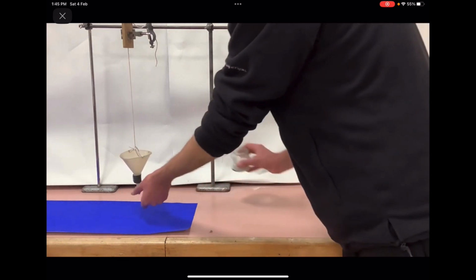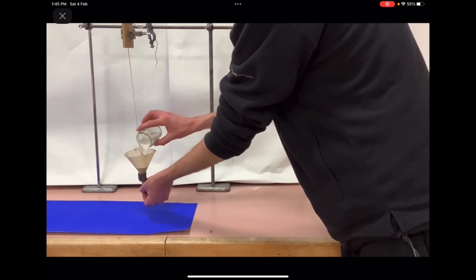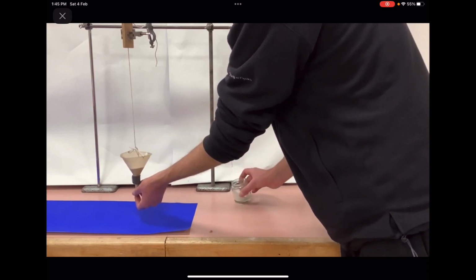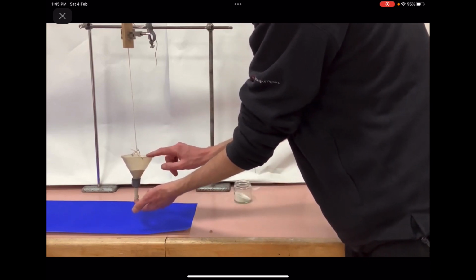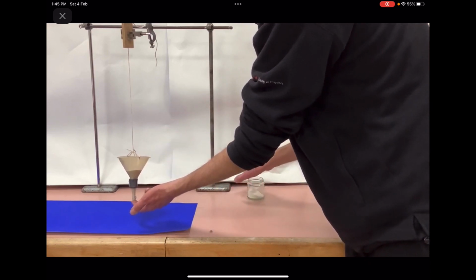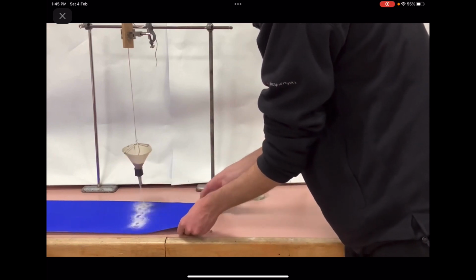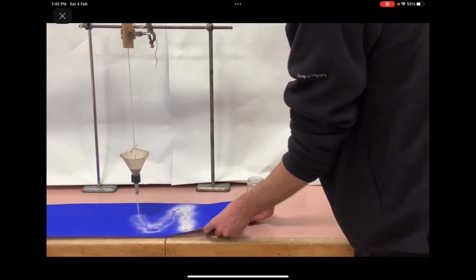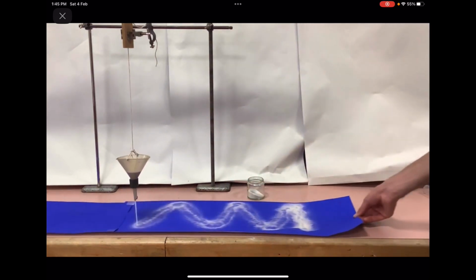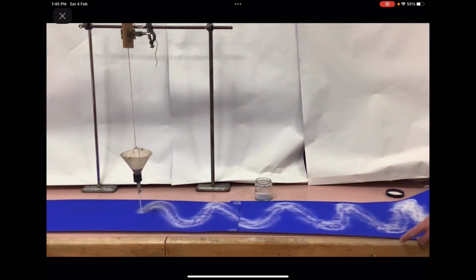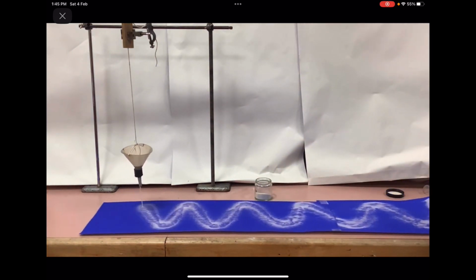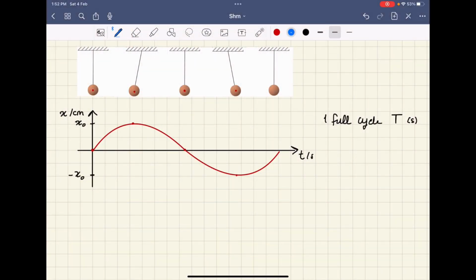Over here, we're going to show that the periodic oscillation will trace a sine wave. If you take some sand and pour it in a container attached to a simple pendulum, and then displace the pendulum to a specific position, and carefully pull the card below it in a periodic way, at periodic intervals of time, you will see a beautiful sine wave being traced over it.